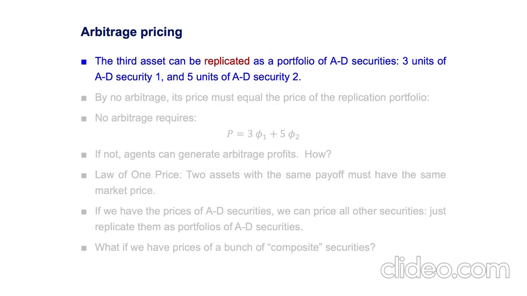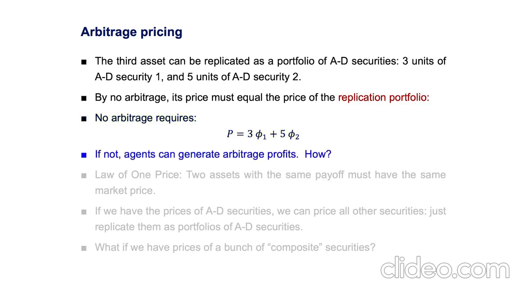Since the third asset can be replicated as a portfolio of the two Arrow-Debreu securities, namely 3 units of Arrow-Debreu security 1 and 5 units of Arrow-Debreu security 2, then by no arbitrage, its price must equal the price of the replication portfolio. Namely, its price P must equal 3 times phi 1 plus 5 times phi 2. If this is violated, then agents can generate arbitrage profits in the market.